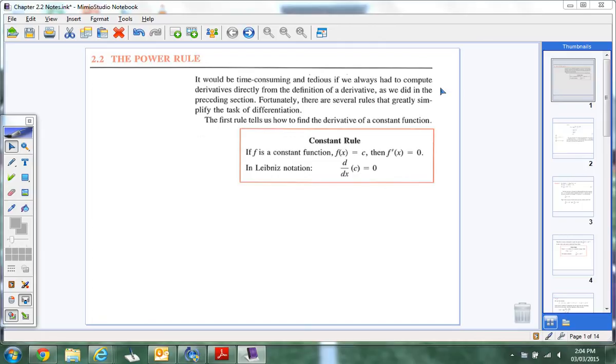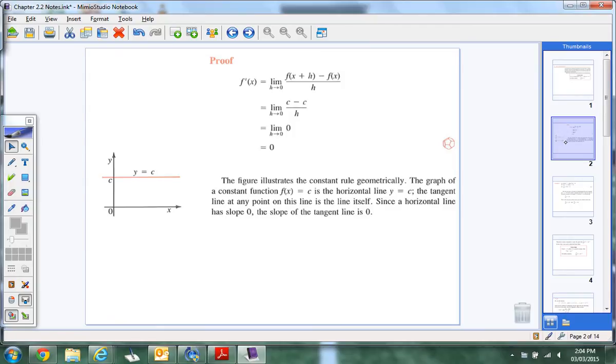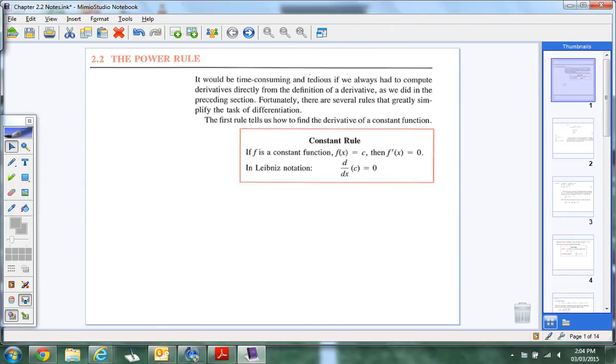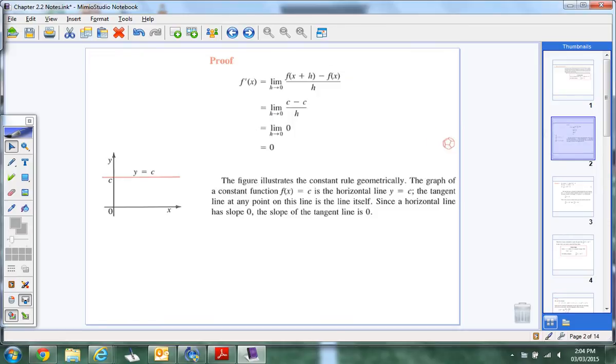Let's go through the proof of it real quick. If you were to prove this, you take the limit as h goes to 0, but we're going to call them constants now, so there are no x's. You know how we plug in x plus h for x? We wouldn't do that now because they're just constants. So you get c minus c over h, which is 0.